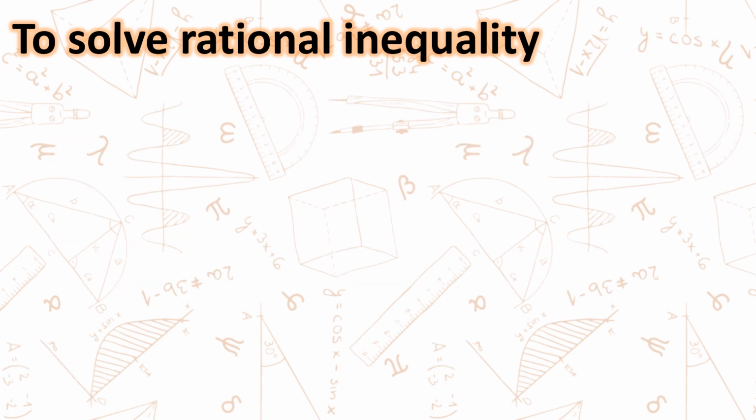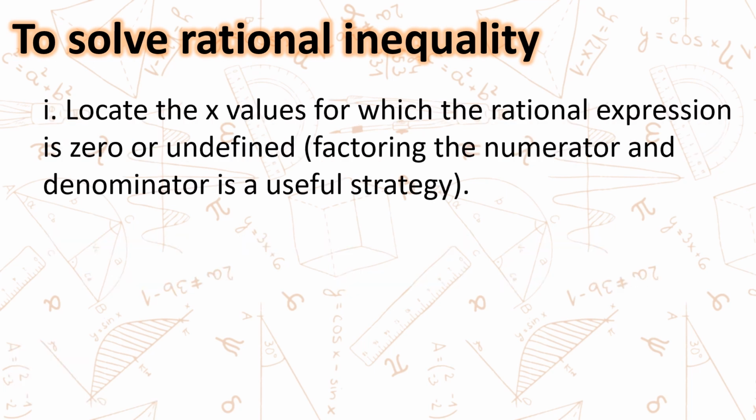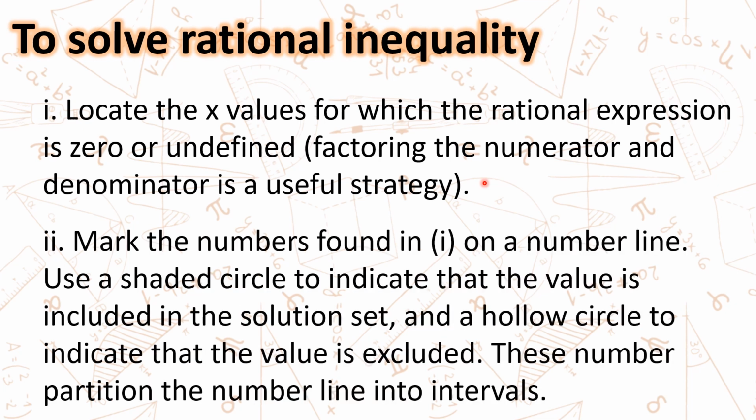Locate the x values for which the rational expression is 0 or undefined. A useful strategy is to factor the numerator and denominator of the rational expression. Next, mark the numbers found in the first step on a number line, using a shaded circle to indicate that the value is included in the solution set, and a hollow circle to indicate that the value is excluded. These numbers partition the number line into intervals.